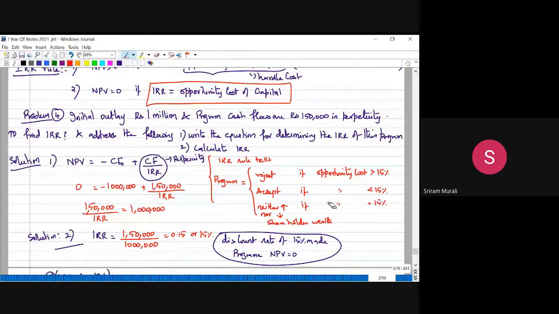When can we accept this program? When the opportunity cost is less than 15%. Neither increase nor decrease: when the opportunity cost is equal to 15%, the shareholders' wealth may increase or decrease. It is a break even. Are you able to understand? If it is equal to 15%, it is a break even.